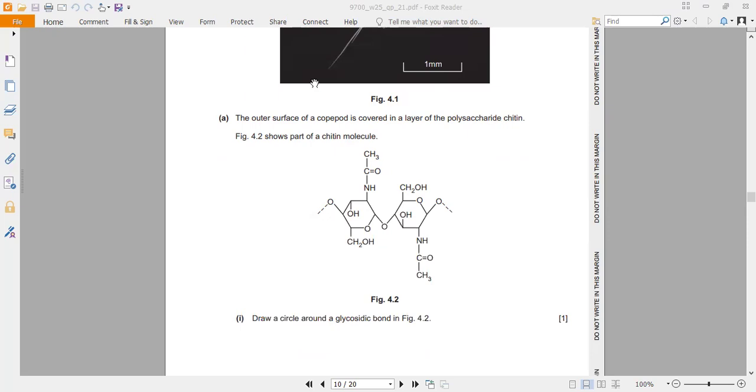And you know that in class we studied the formation of the glycosidic bond. Glycosidic bonds are formed as a result of a condensation reaction in which, on the formation of one glycosidic bond, one water molecule is removed. So here you can see the glycosidic bond is formed between two monomers of the chitin molecule. So this is the glycosidic bond. So we have drawn the circle.